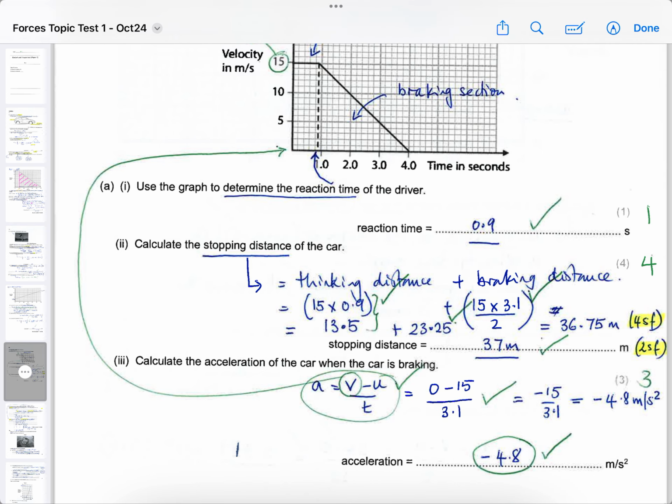It then says calculate the acceleration of the car when it is braking. Well, if it's braking, it's decelerating, so the answer should become negative because the final velocity is 0. The initial velocity was 15, so you should really put it the right way around. 0 minus 15 divided by the time it took to brake, 3.1 seconds. Divide the 15 by the 3.1, you get 4.8, and don't forget the negative sign if you want to get the full marks. Hope that makes sense. That's a deceleration of 4.8 meters per second, but they've asked you to calculate the acceleration, so you should give it as a negative vector quantity.